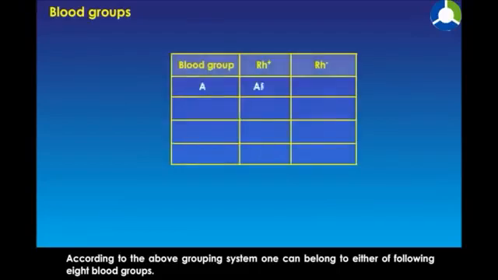Blood group A, A RH positive, A RH negative. Blood group B, B RH positive, B RH negative. Blood group AB, AB RH positive and AB RH negative. Blood group O, O RH positive and O RH negative.